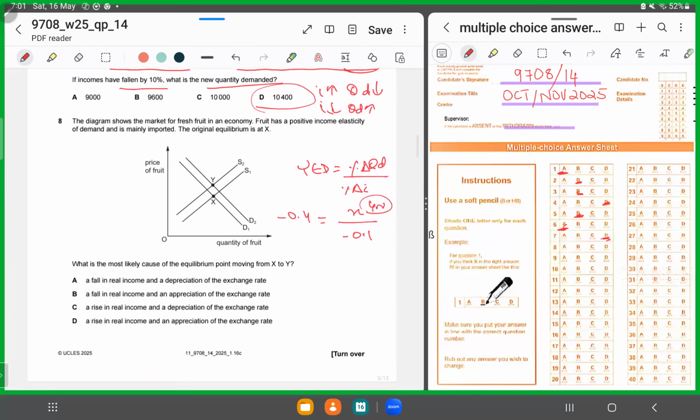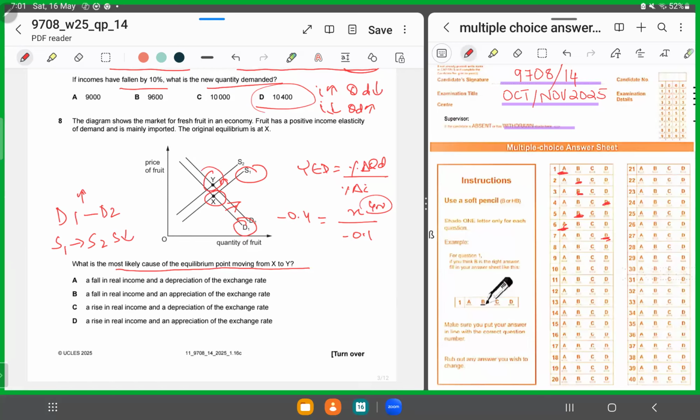Number 8 says, what is the most likely cause of the equilibrium point moving from X to Y? Initially we were at a demand curve D1 and a supply curve S1, and X was the point. Now what happened? Demand rose from D1 to D2 but supply fell from S1 to S2. As a result, now we are at Y.